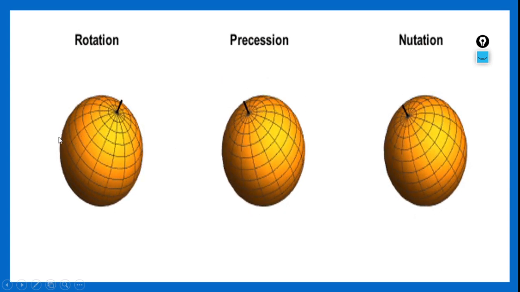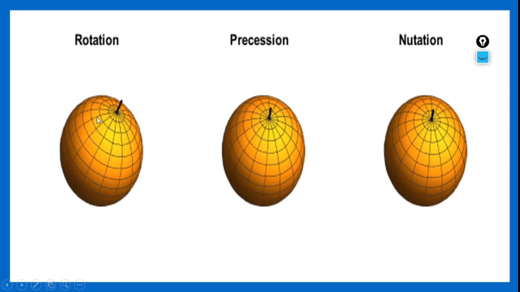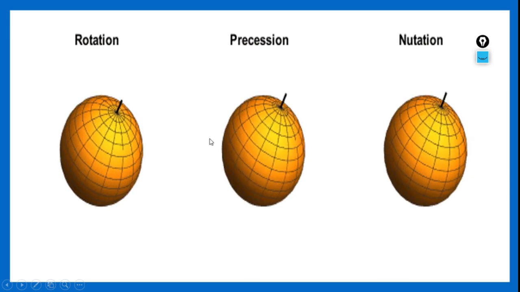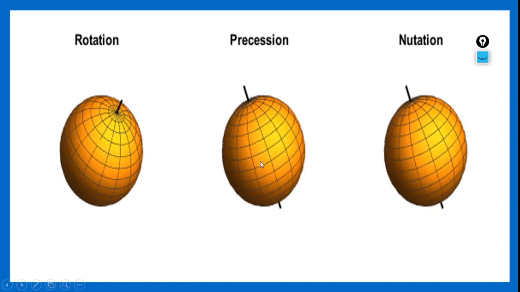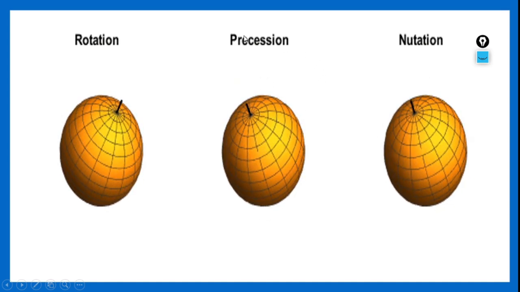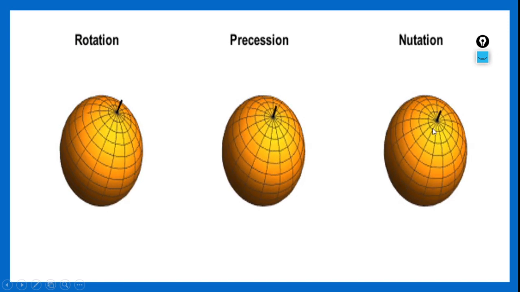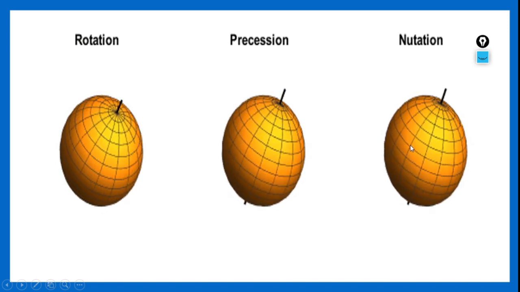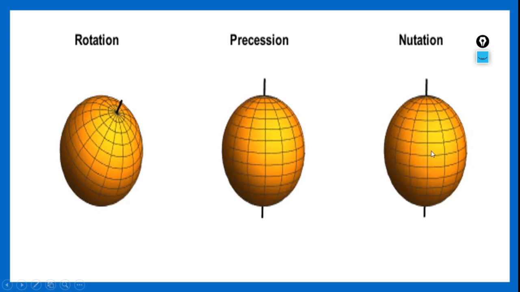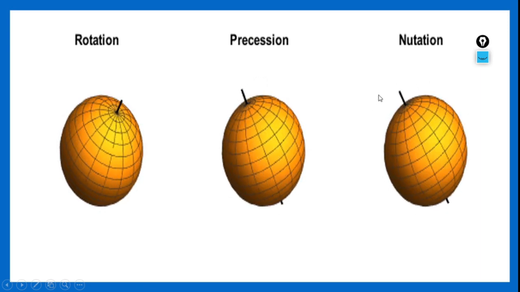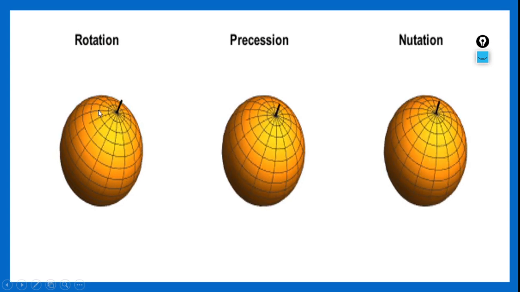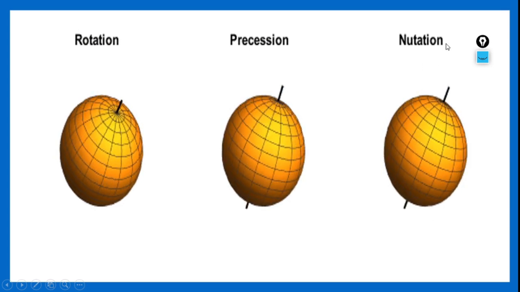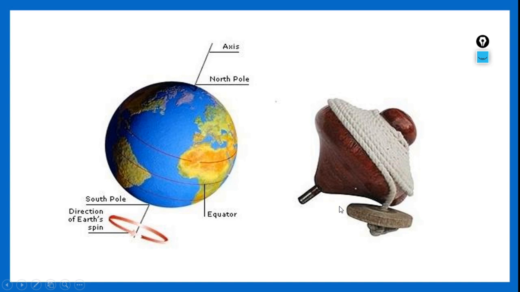This body's motion is called rotation or spinning, and here it is precessing. That means it is moving along with its axis of rotation in a circular path. And nutation, if you have observed, see the wobbling here, how the body is wobbling in order to rotate or in order to precess. This is called nutation. So this is rotation, precession, and this is nutation.